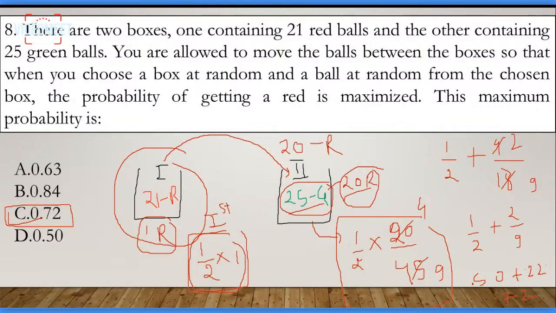Please learn this thing. If we move all 20 balls, only one ball remains in the first box. This is the only possibility to get the maximum probability of getting a red ball. Okay. We end today's class here. Fine. Thank you everyone. C is the correct answer. Yes, yes, Garvit. C is the correct one.